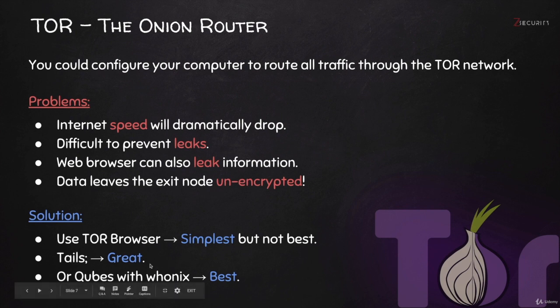A better solution would be to use Tails, which is a Linux distro designed for anonymity and privacy. And the best solution would be using Qubes OS with Whonix Gateway, which is an amazing operating system that is very, very secure and also can be configured to use TOR by default, improving your security and anonymity and privacy. Now we will go over all of this in the next lectures, starting with the simplest and easiest, and we'll end with the more complex but the best approach.